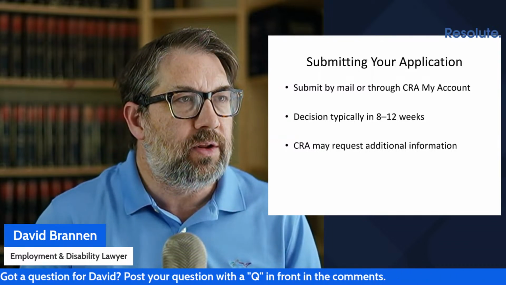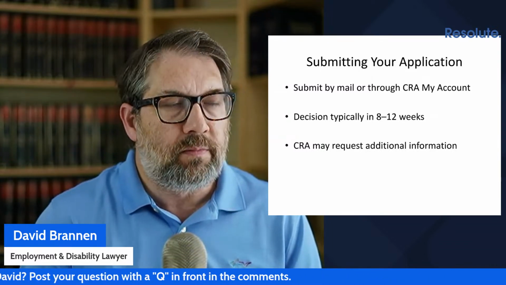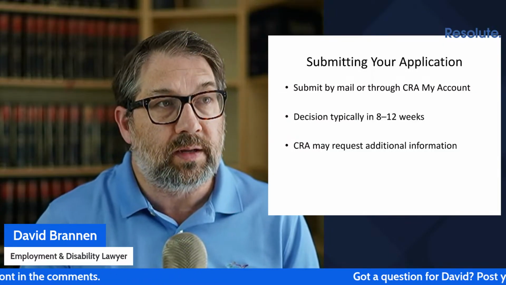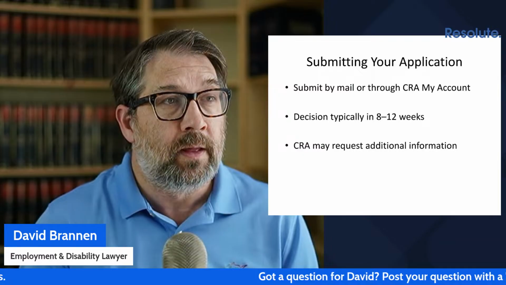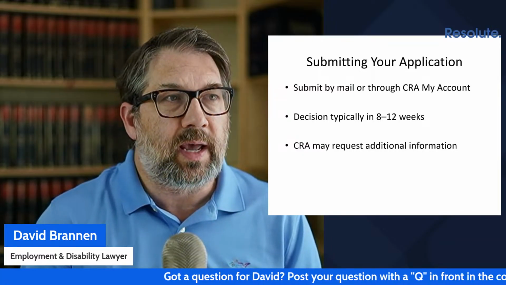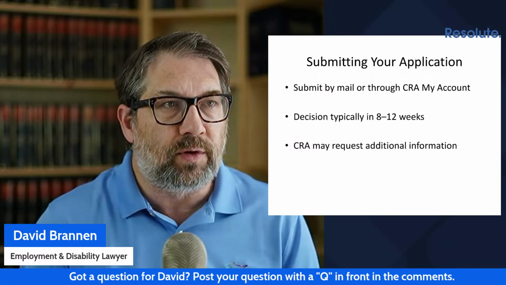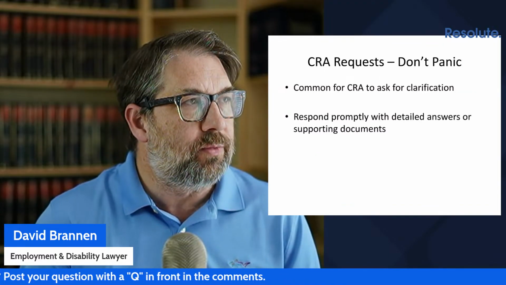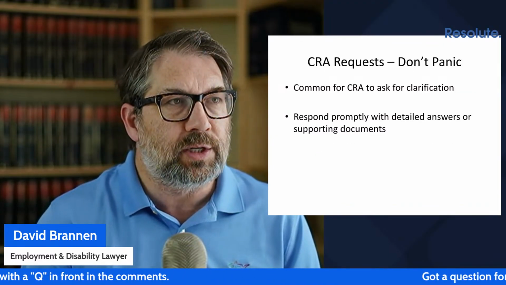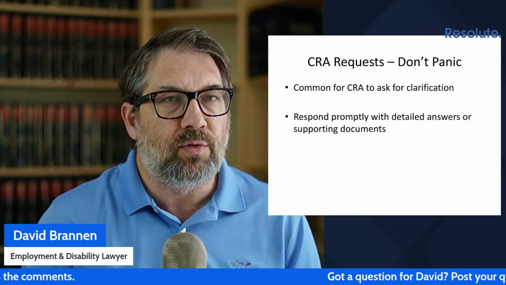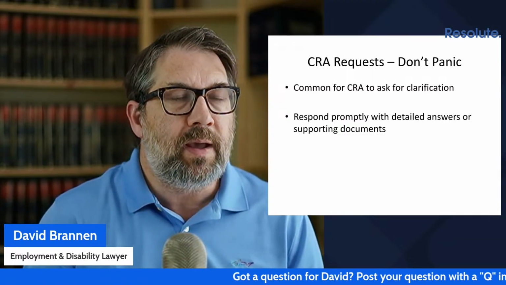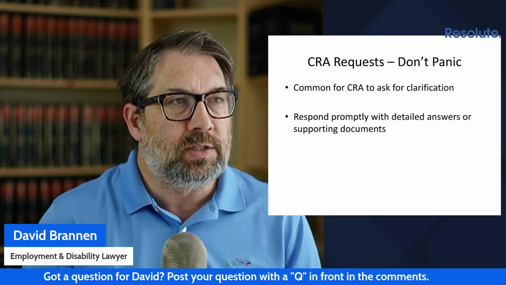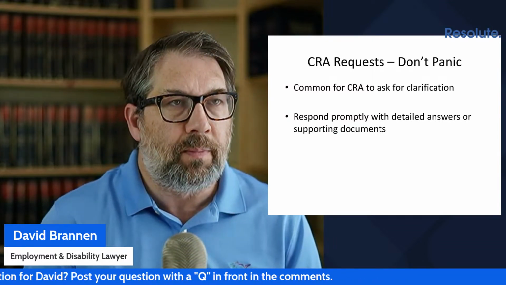Both parts get sent in. You can mail it in, or you can just upload it electronically using your My CRA account. Now, they're reporting that it takes 8 to 12 weeks to review and approve or deny the application, but it can take longer. And it's also not uncommon for them to reach out to you asking for more information. So don't panic if they do reach out to you for more information. They may want additional medical records from your doctor, or they may just need you to clarify something about your details.